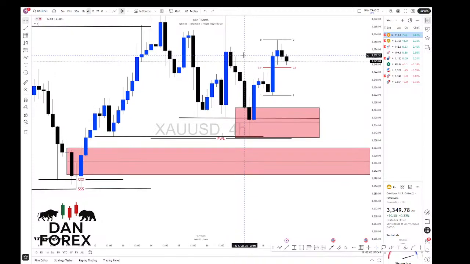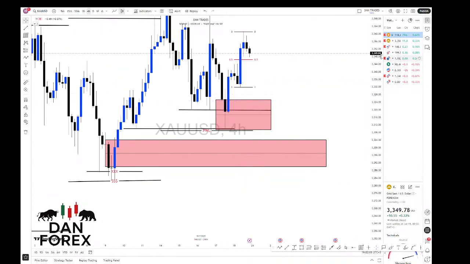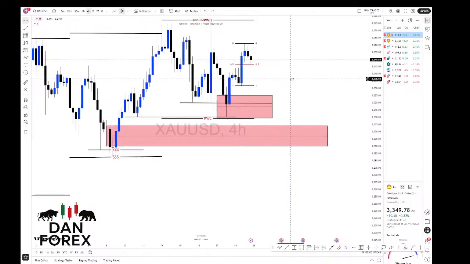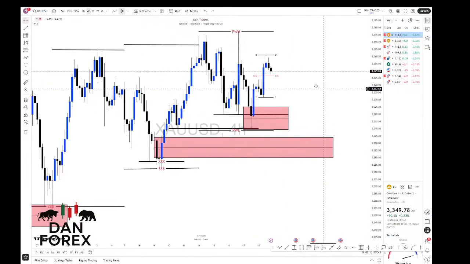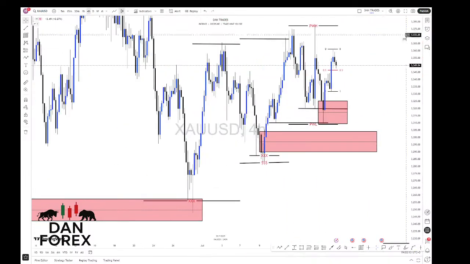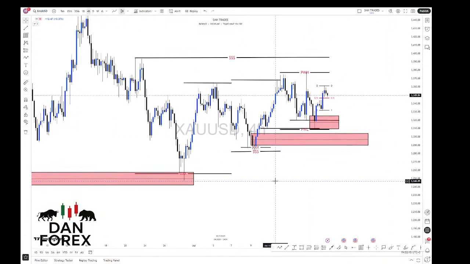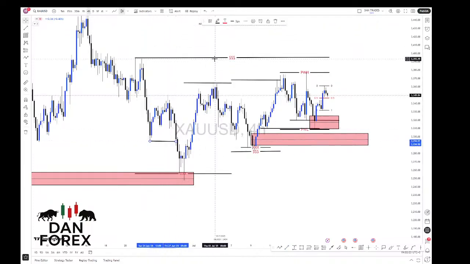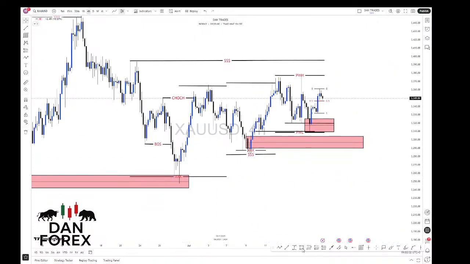So on 4 hours, we can all see that we have this. What else do we have? Internally, I can see we have a breakout structure. Then we can have this as a change of character, and the order block for that change of character is around this area.